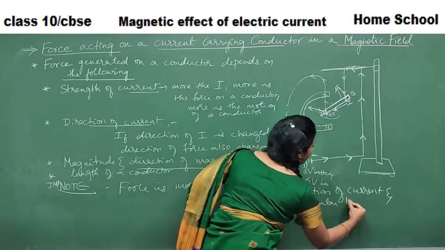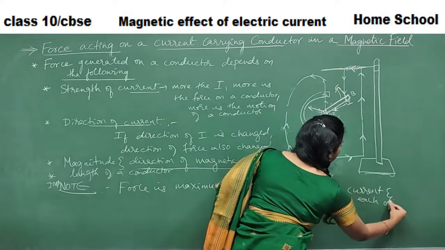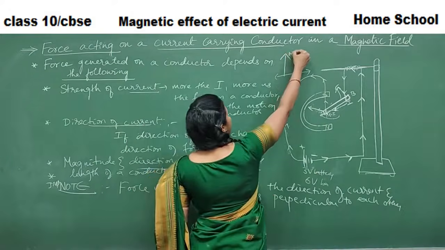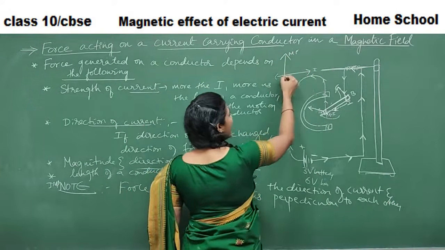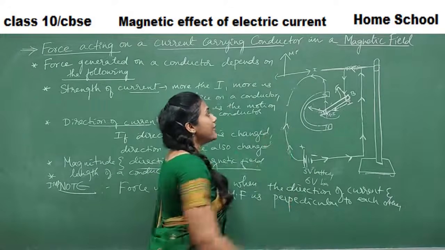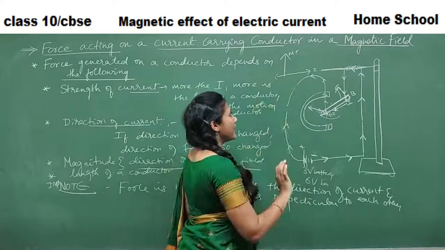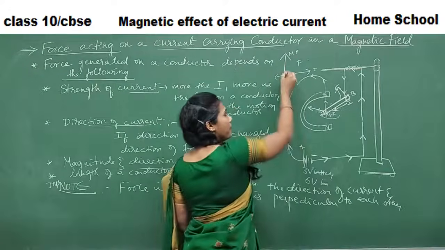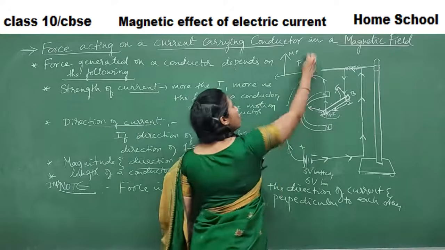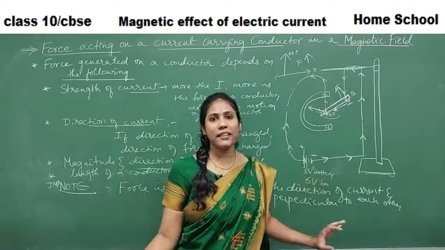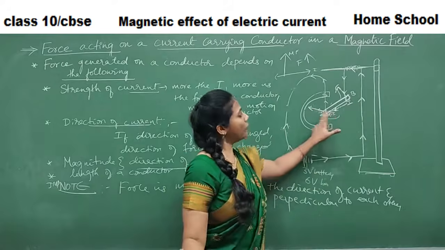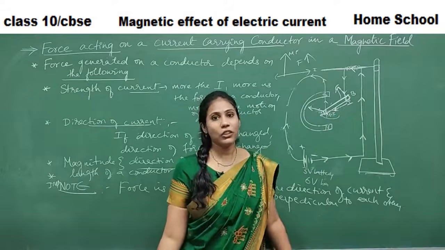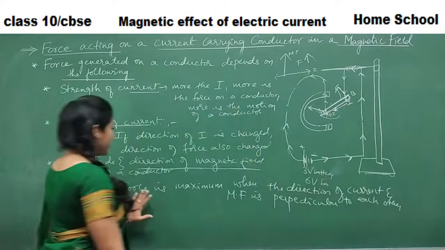Perpendicular to each other. This point is very, very important, guys. For example, this is the direction of magnetic field, this is the direction of current. So how are they perpendicular to each other? When the situation is something like this, the force generated is maximum. Means in this particular situation, force generated is very much high. You would observe a lot of displacement in the position of a conductor. Okay, clear? So this is a very important point.